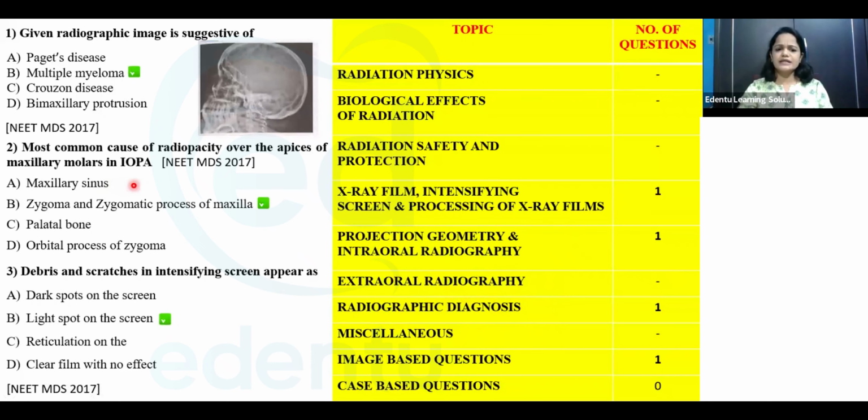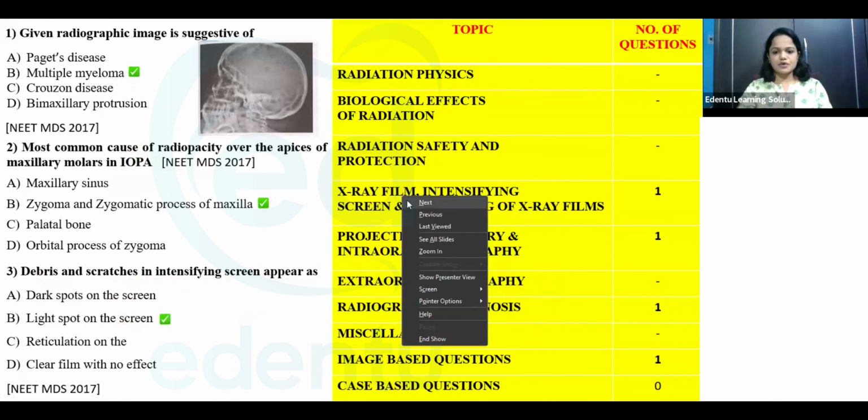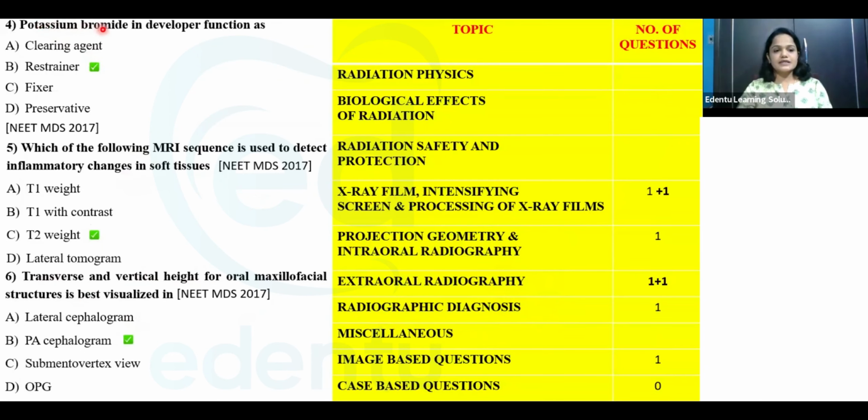The next is an IOPA question, which is about the radio-opacity or abscess of the maxillary molars. It is mainly included under the intraoral radiography topic. The last one is about debris and scratches in the intensifying screen, which belongs to the intensifying screen topic. So mainly three topics. And next is the function of potassium bromide in the developer, which mainly belongs to the processing of X-ray films.